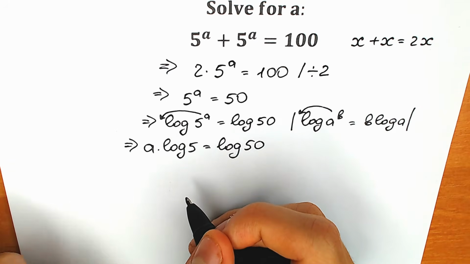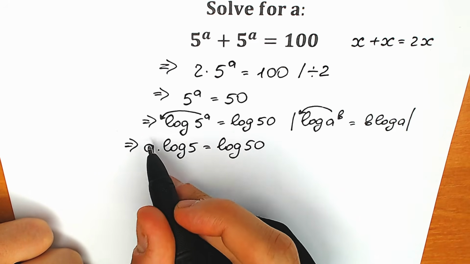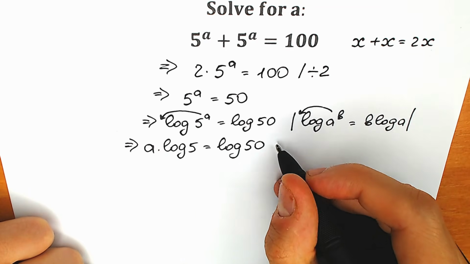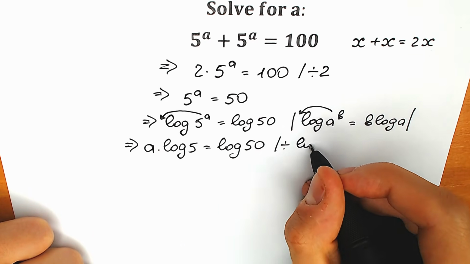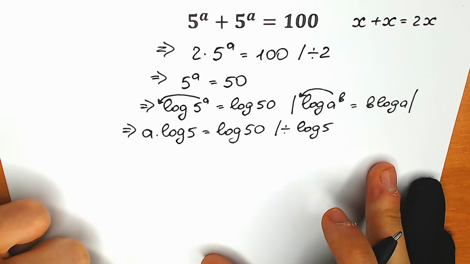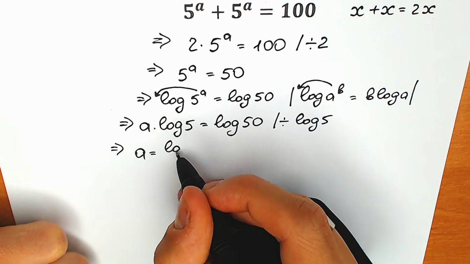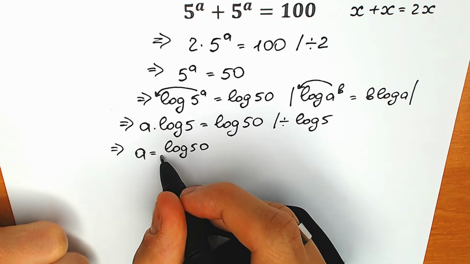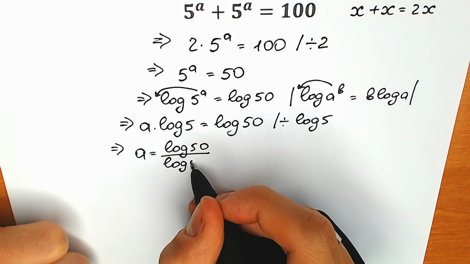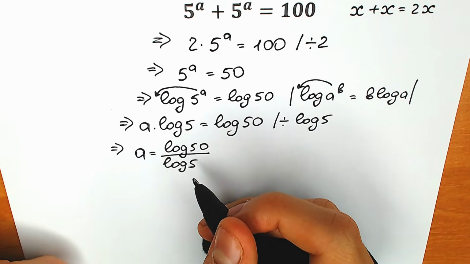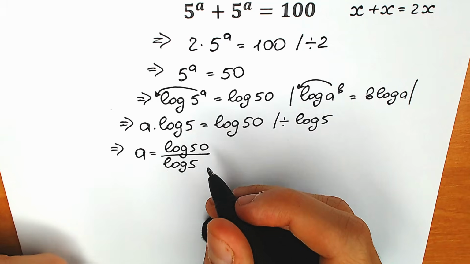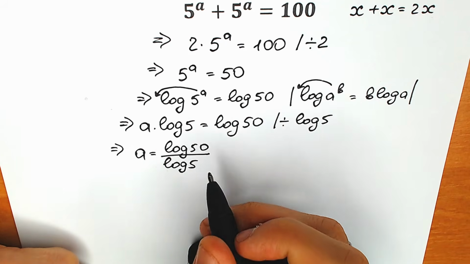Right now, let's divide both sides by log 5 and then we will have our a without any problem. As a result, what do we have? We have a equal to log 50 over log 5. A lot of students may be saying this is the final answer, and I agree, this is a final answer, but we can simplify this a little bit.